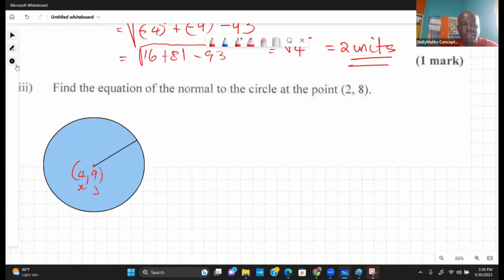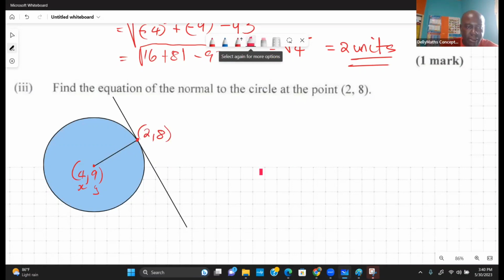Remember the normal is perpendicular to the tangent. If we find the gradient of this line, the normal is the radius, because this is a tangent, even though we're not using it. I just wanted you to see tangent and normal. So we're finding the equation of the normal, and the normal is the radius right here. We're finding the equation of this radius. This is the normal.